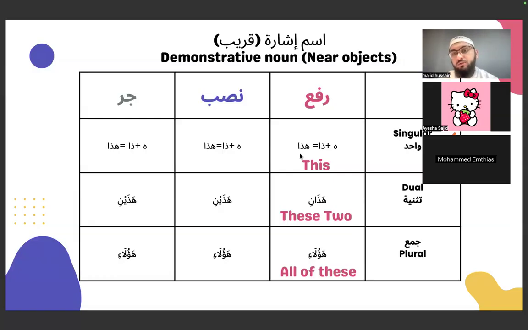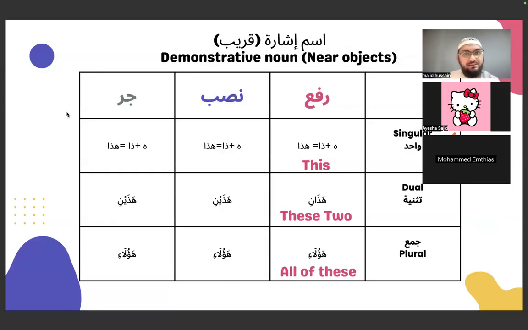In the state of dual, the word is hadani. That means these two things that are very close to me, close to my vision and I can access. Hadani in the state of rafa, hadaini in the state of nasab, and hadaini also in the state of jar. In the state of plural, which is very easy, haulai. This is a lot in the Quran. هؤلاء هم الكافرون هؤلاء هم الفاسقون. هؤلاء means all of these, and it remains same throughout رفع نصب جر.